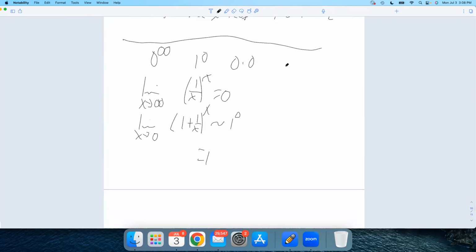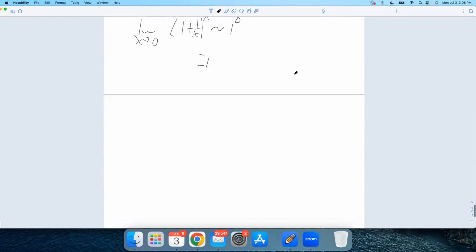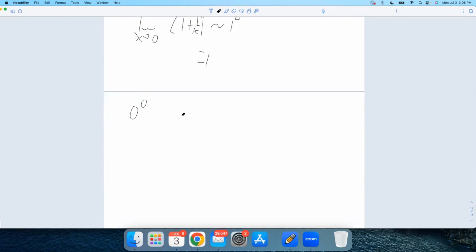No, the ones that we can't do. So these we can't do. We don't need L'Hopital's. The interesting ones are 0 to the 0 and 1 to the 0, or 1 to the infinity. These are where we're going to get interesting.